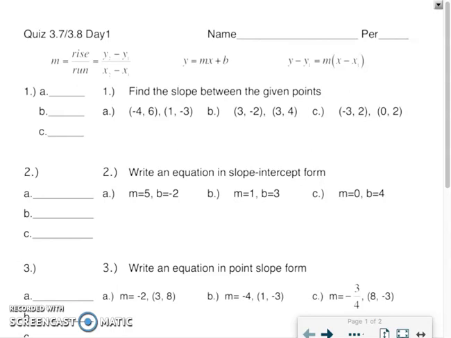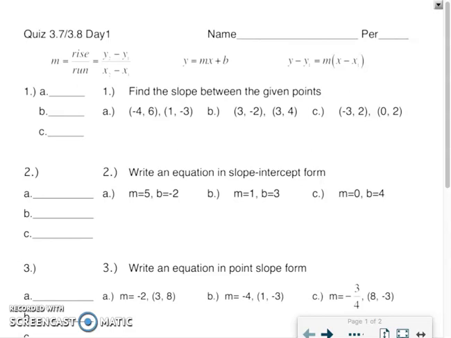This is the answer key for the quiz from 3.7 to 3.8. It was a blue quiz that you took in class. Use this video to check your work. Feel free to fast forward around, skip questions you got right, and really listen to and fix your mistakes here.